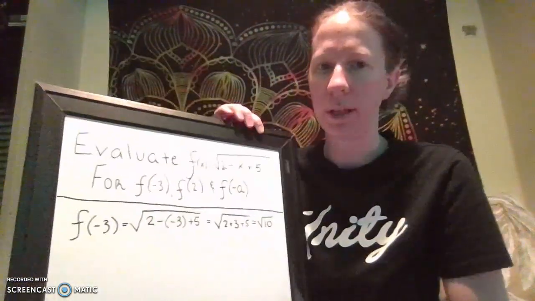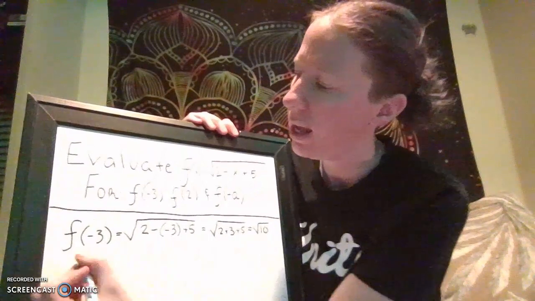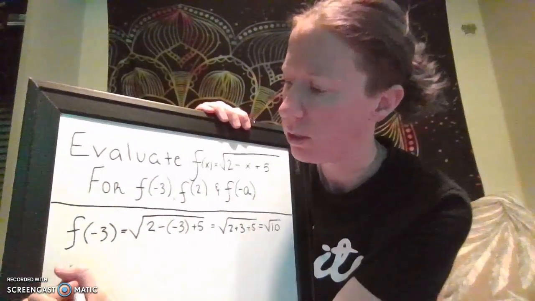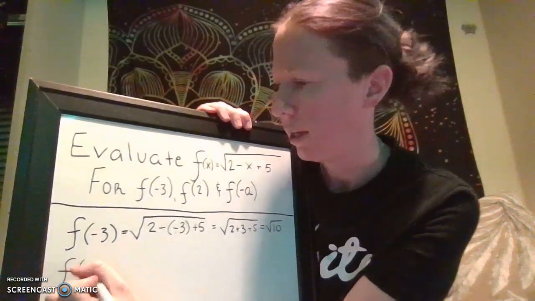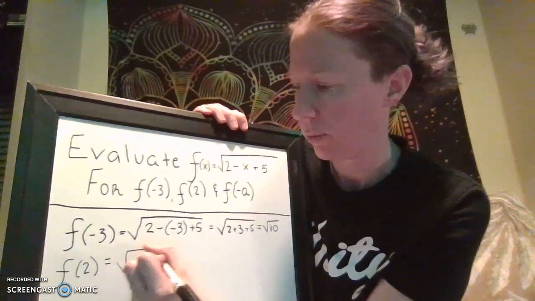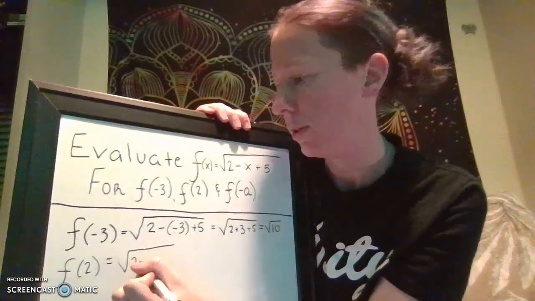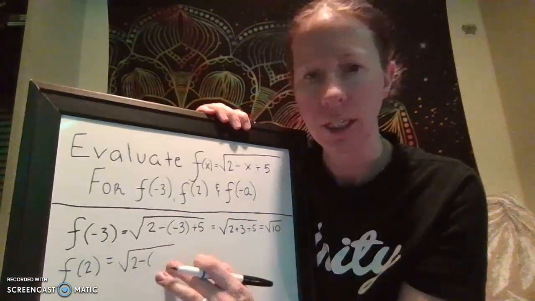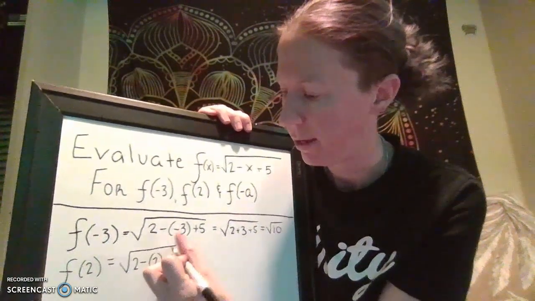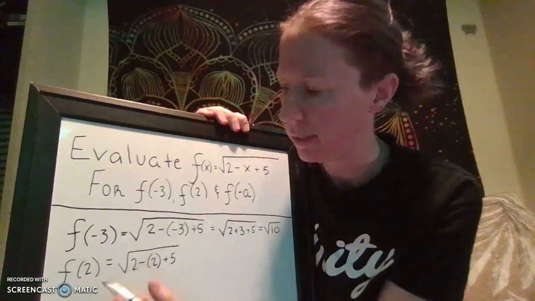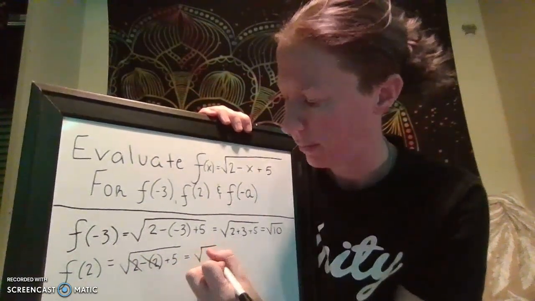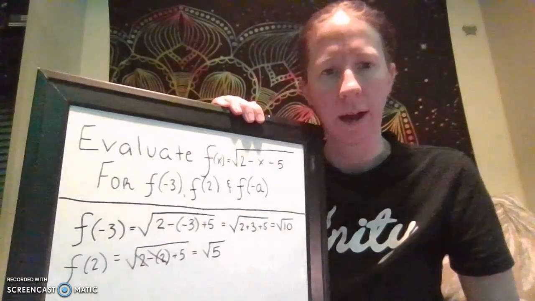Now for the second formula, I hope you guys can see that okay, we're going to substitute the x with the 2. So we are going to start the function as f of 2 equals the square root of 2 minus, now we're going to substitute the x for 2, plus 5. Now the 2's cancel each other out and you're left with the square root of 5.